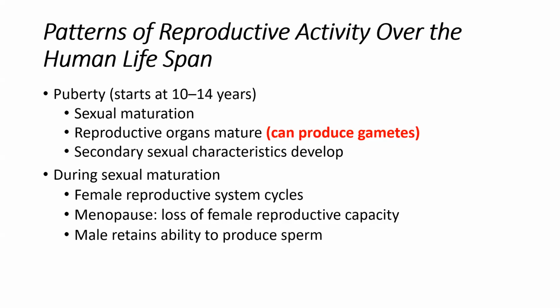We also see the secondary sexual characteristics develop. For males, it's the deepening of the voice, the muscle mass, the redistribution of fat, bone mass, bone density. We see those long bones start to grow. We also see the production of hair growing in the pubic region for both males and females, and other types of sexual characteristics. This starts to happen at around 10 to 14 years.